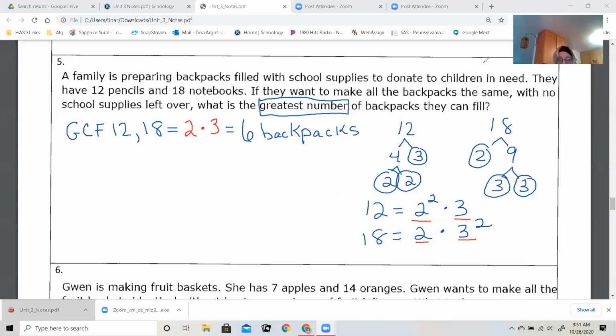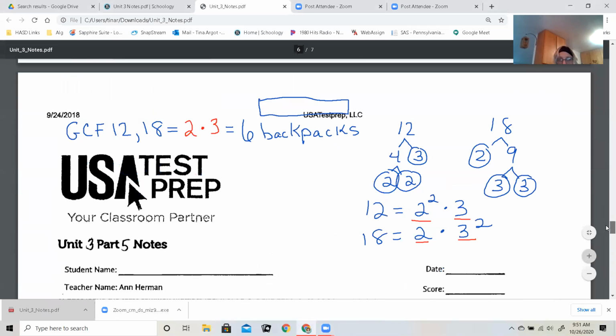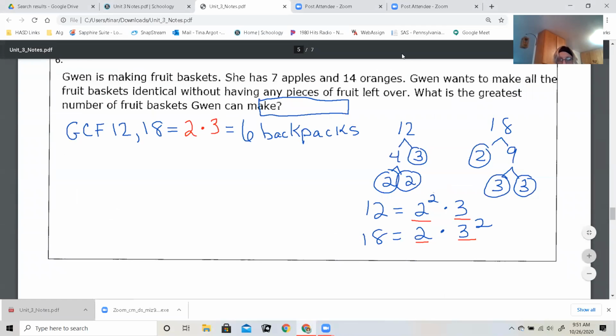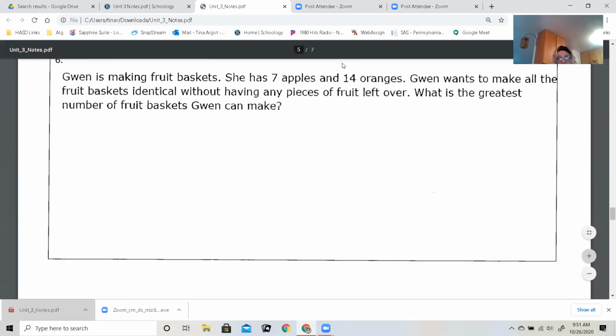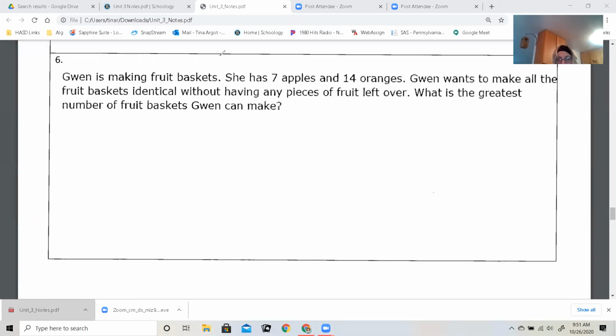All right, let's move on to number 6. Okay, it says Gwen is making fruit baskets. She has 7 apples and 14 oranges. Gwen wants to make all the fruit baskets identical without having any pieces of fruit left over. What is the greatest number of fruit baskets Gwen can make? So your word here that tells you what to do, it says greatest number. So that tells me a GCF. Go do your trees.